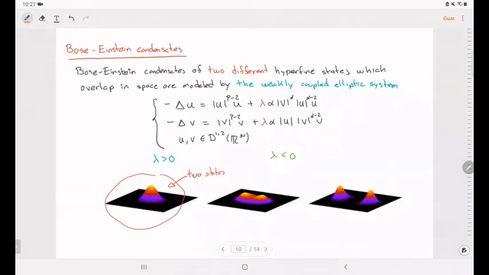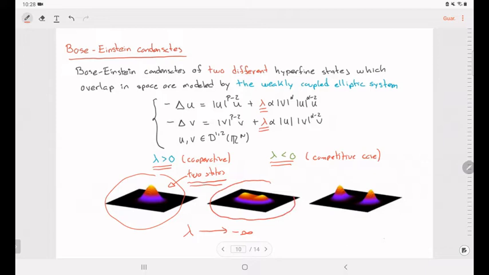And we can consider this number lambda to be positive and to be negative. This is the cooperative case, and this is the competitive case. So in the competitive case, both of the states are competing with each other. What is the interesting phenomenon here? When we have the competitive case, if lambda goes to minus infinity, this competition of the states is going to act in such a way that the states tend to separate from each other.